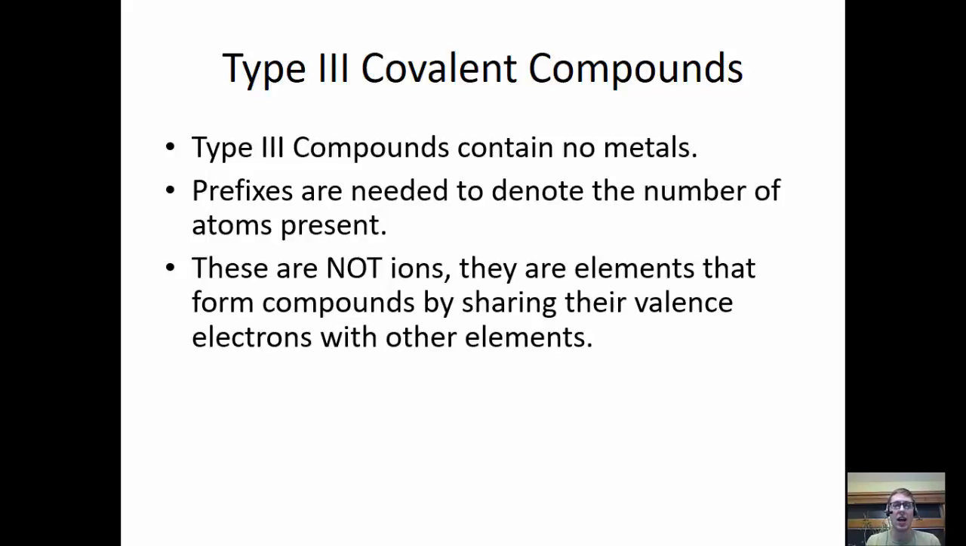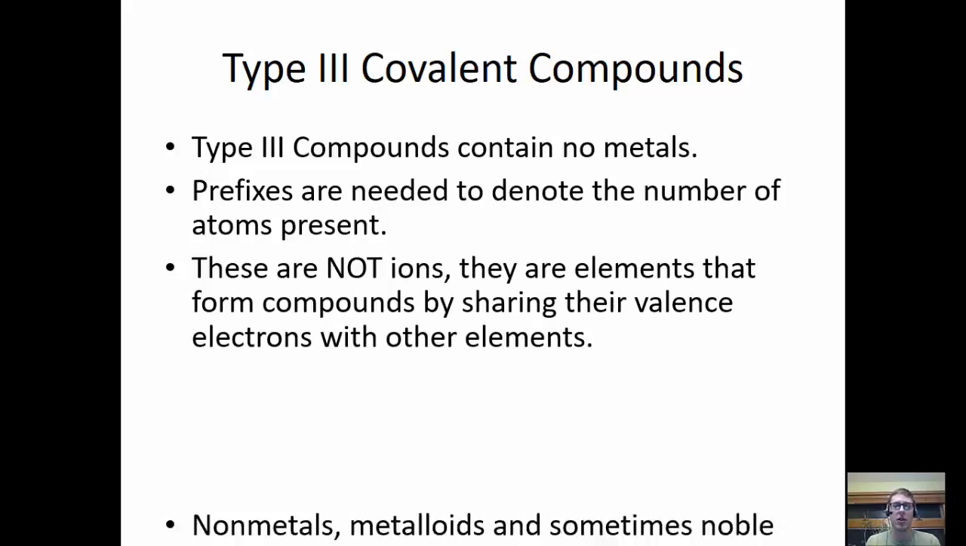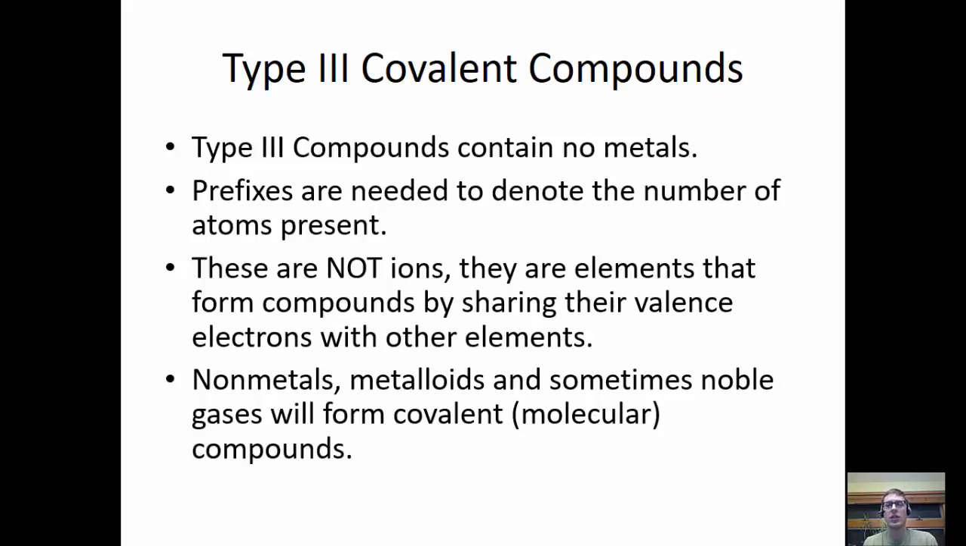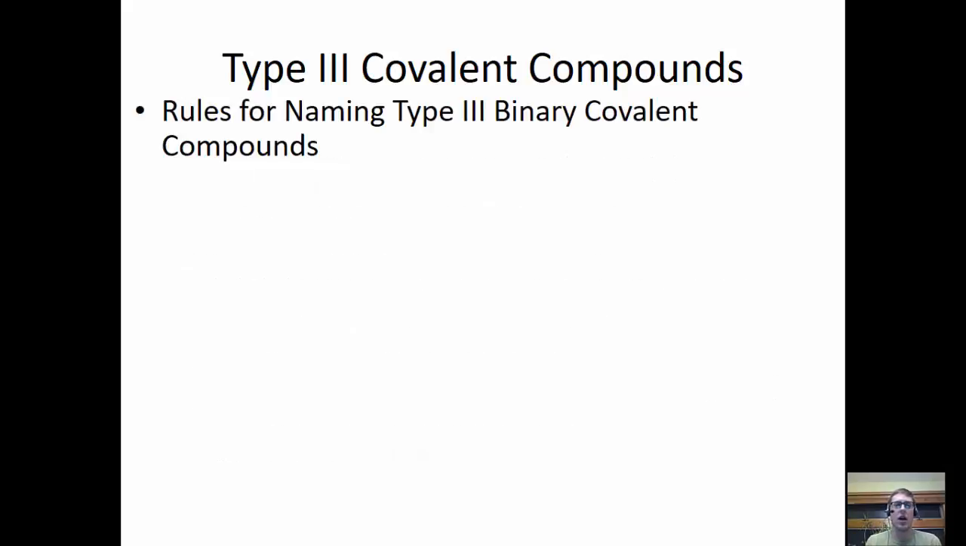And these are not ions. They're elements that form compounds by sharing valence electrons with other elements. Nonmetals, metalloids, and sometimes even some noble gases will form covalent compounds. Covalent compounds are also called molecular compounds. So let's talk about the rules for naming type 3 binary covalent compounds.